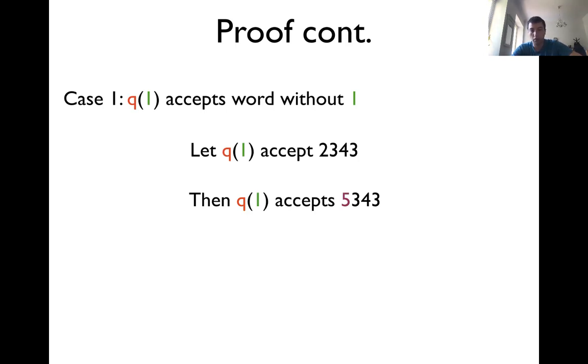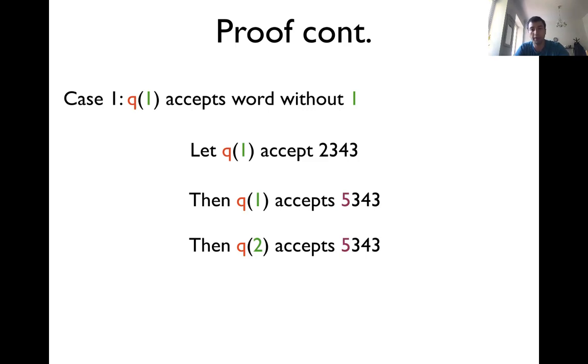Yes. So, but if Q and 1 accepts this, Q and 2 also accepts this, because 5343 looks the same from the perspective of data value 1 and from the perspective of data value 2. It can be easily formalized and made precise, but I hope you believe me. So then we have 2 runs from the configuration C for this word 5343, and this is a reachable configuration.